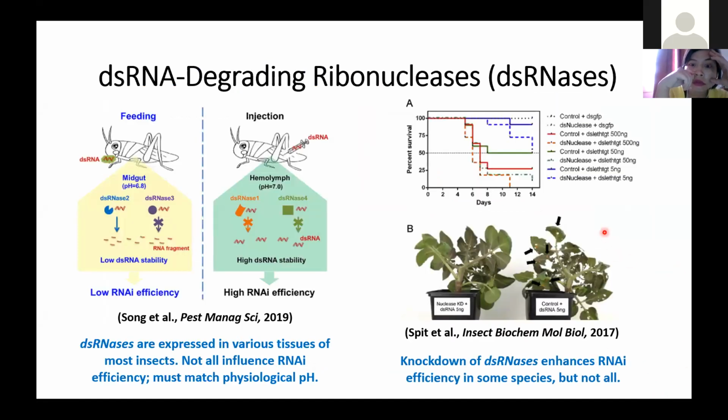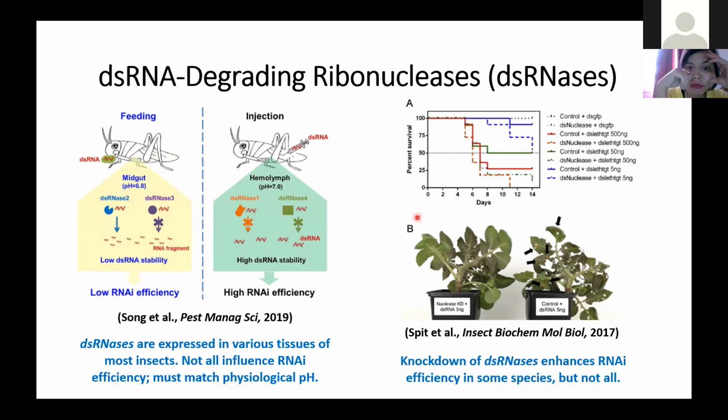Well, the leading enzymes that have been implicated are dsRNases. There are usually 1 to 4 dsRNases in each insect species. In the case of the migratory locust shown here, there are 4 double-stranded RNase genes that are expressed in different tissues throughout the body. However, it's double-stranded RNase 2 that's actually lowering oral RNAi efficiency, because the other enzymes are not compatible with the physiological pH where they're expressed, so they're not active.